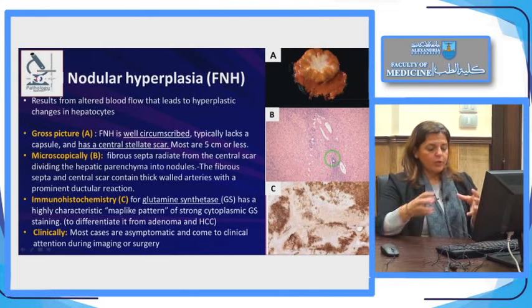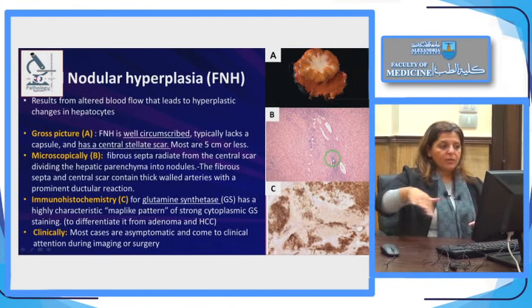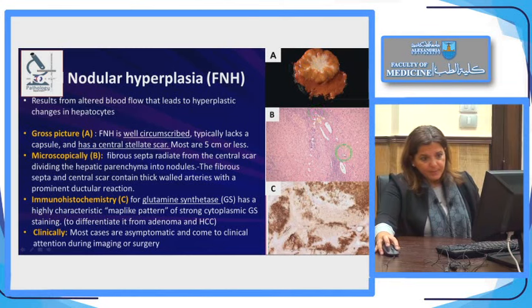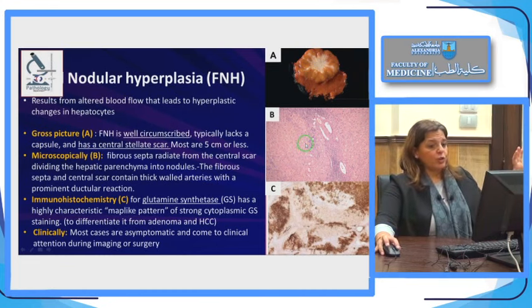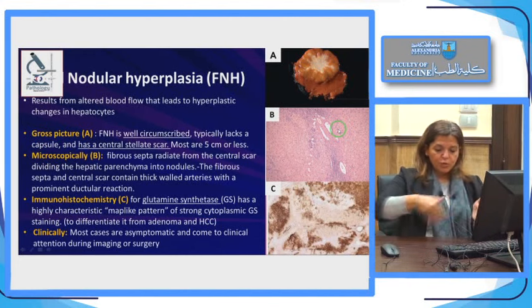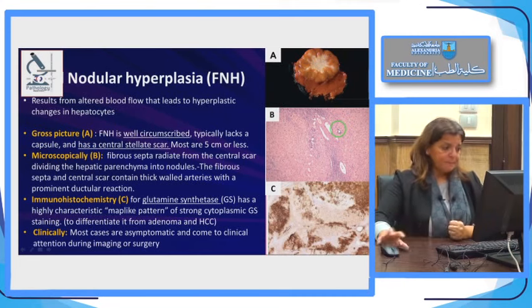Microscopically, you can see that scar. You can see a bundle of fibrous tissue in the middle, and these septa radiate from the central scar and divide the hepatic parenchyma into nodules. So you can see the scar here in the middle. This scar usually contains thick-walled arteries or blood vessels, and sometimes inflammation. And that scar, from which septa arise, divides the liver into nodules. I'm not saying lobules. The lobule is the normal hepatic architecture, but here there is a central fibrous tissue scar from which fibrous septa radiate and divide the liver into several nodules. That's how it looks microscopically.